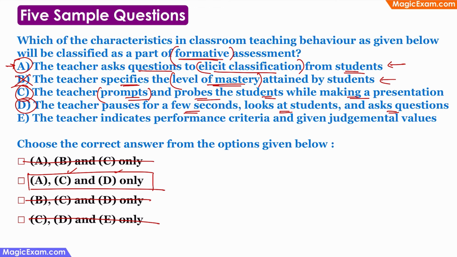Next, E: the teacher indicates performance criteria and gives judgmental values. Now, as we said, in a summative assessment, you are using some performance criteria such as 50% is pass or 60% is pass, and you are giving some judgment saying that you are pass, you are fail. So this is definitely not formative assessment. This is summative assessment. Therefore, E should not be there in the answer. There is no E here. Therefore, A, C, D only is the correct answer.